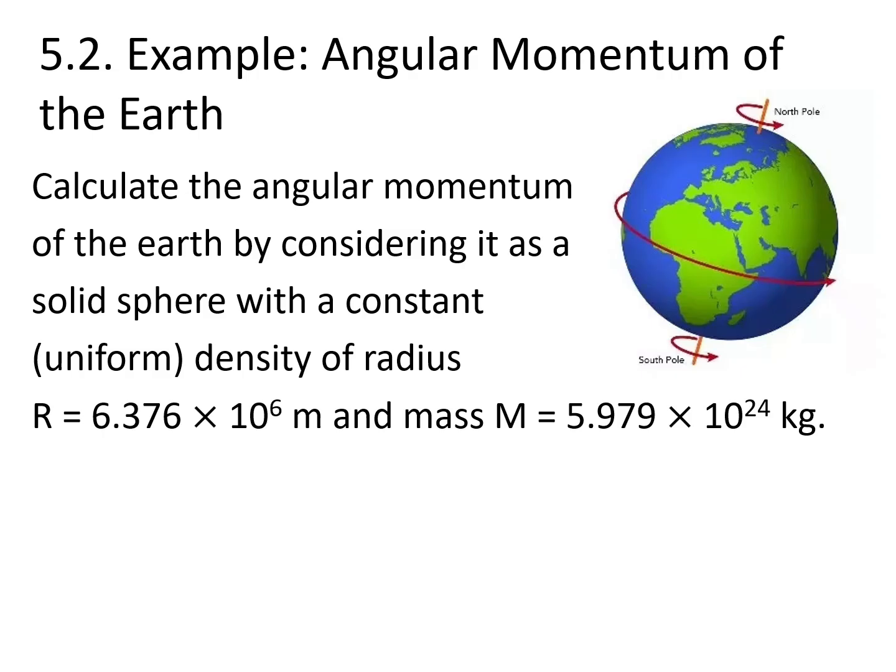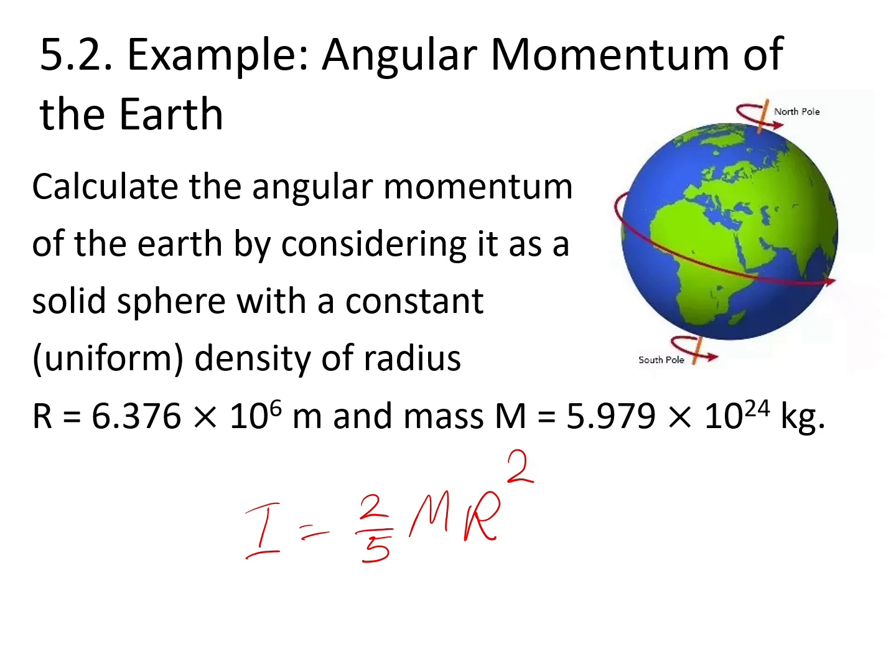We are given the radius of the Earth and the mass of the Earth. To calculate angular momentum, we need two quantities, the moment of inertia and the angular velocity. For a solid sphere rotating about its center, the moment of inertia is 2/5 times mass times radius squared. This formula tells us how Earth's mass distribution affects its resistance to rotational change.